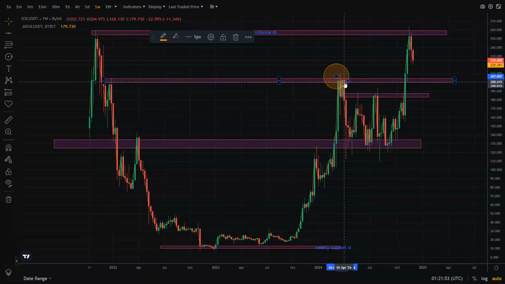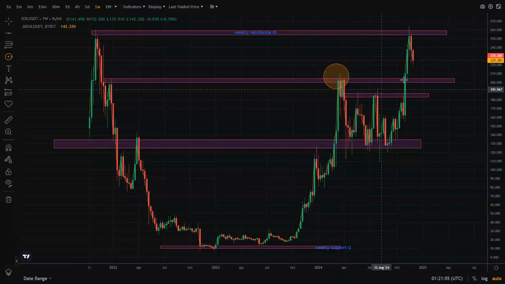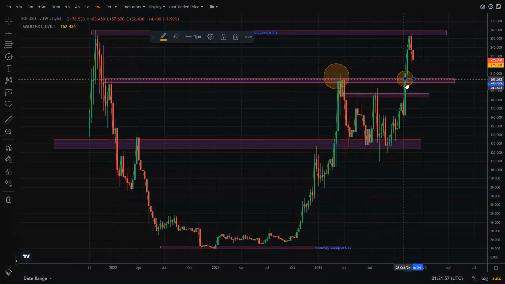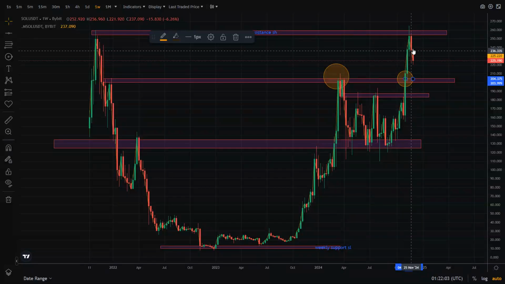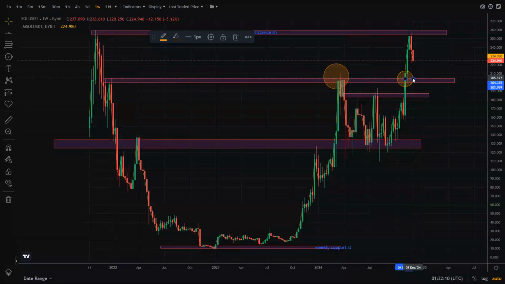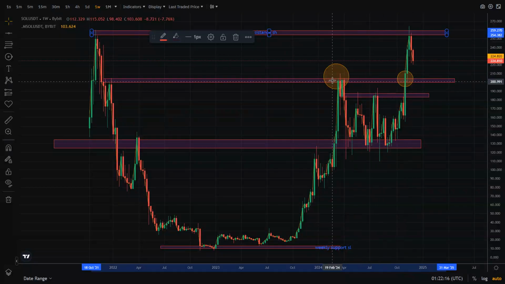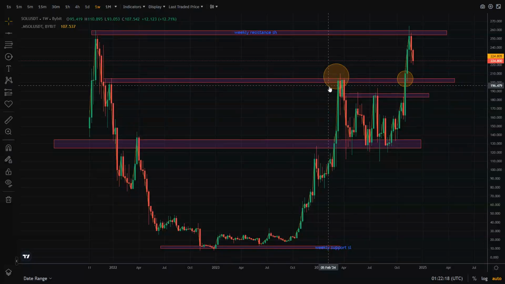Remember, multiple rejections. And over here, it becomes support with just one rejection, one candlestick before it moves drastically to the upside. And now the price is actually coming back down to this level. So we can obviously see our weekly support. You can predict what will happen here. This is predictable.